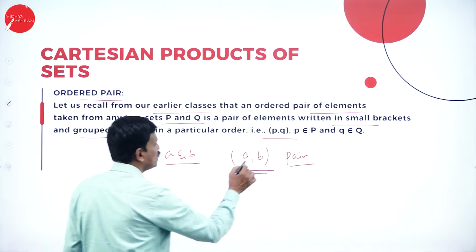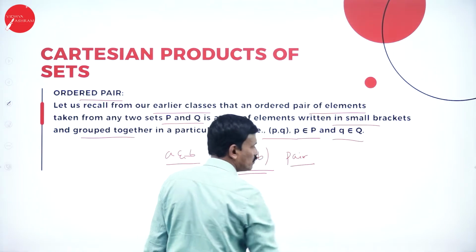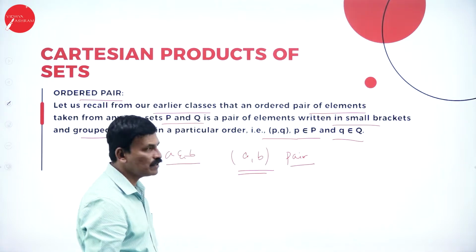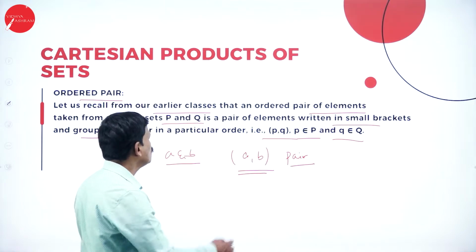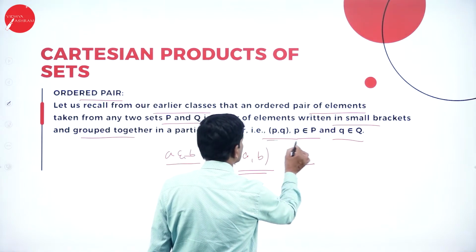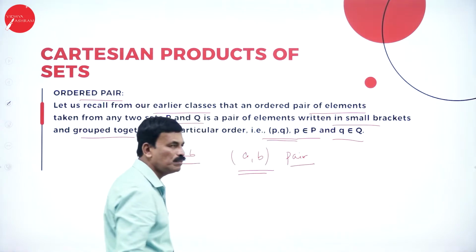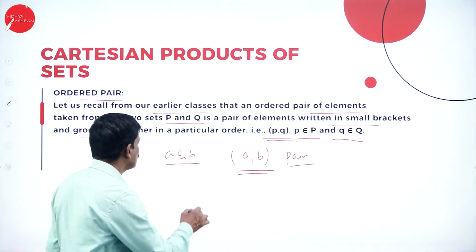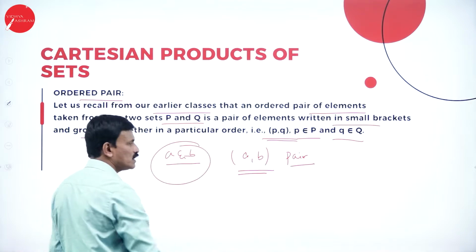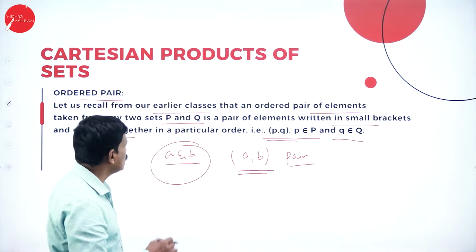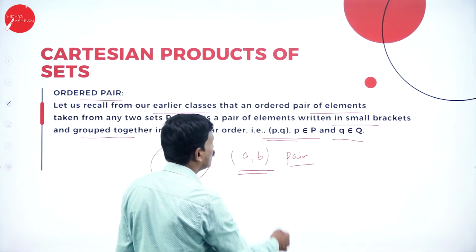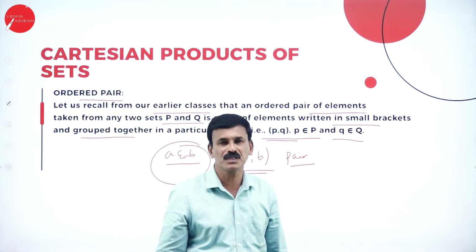Suppose p and q are any two elements, p is an element of the set P and q is an element of the set capital Q, then p comma q is nothing but an ordered pair, where p belongs to P and q belongs to Q. So in general, if a and b are any two elements, then the parenthesis a comma b enclosed between the small brackets is called an ordered pair of a set.